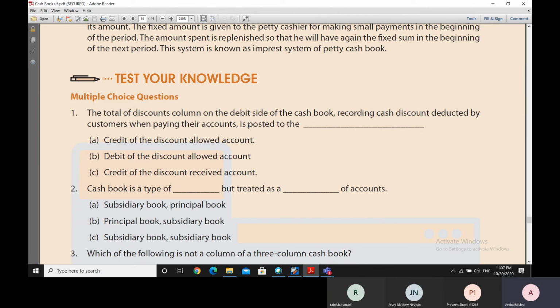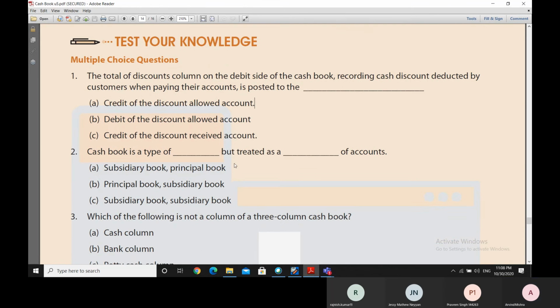Now here, the discount column is on the debit side of the cash book, because when we are writing receipts on the debit side of the cash book, we are receiving certain payments. While receiving the payments, we are allowing discount to others. When we are allowing discount to others, it is a discount allowed, and therefore discount is an expense or a loss. So the entry would be made to the debit of the discount allowed account.